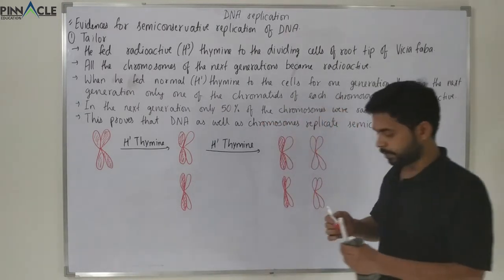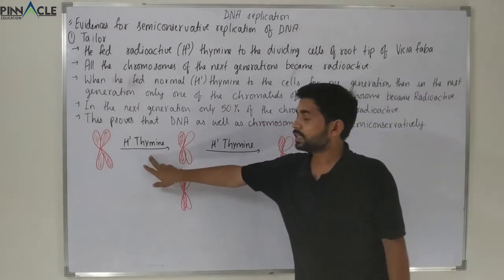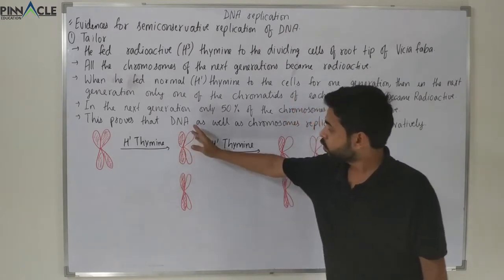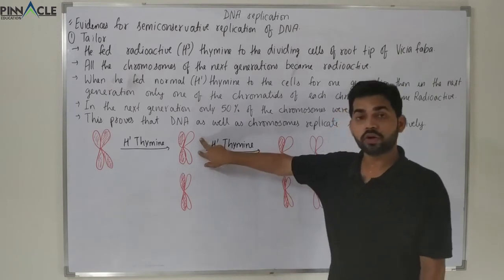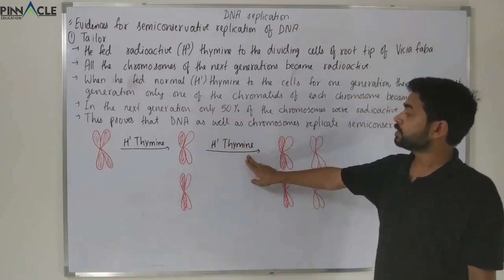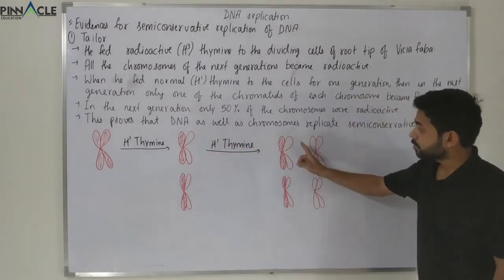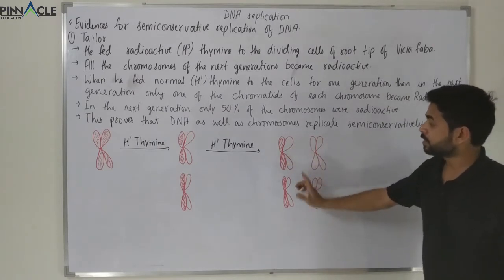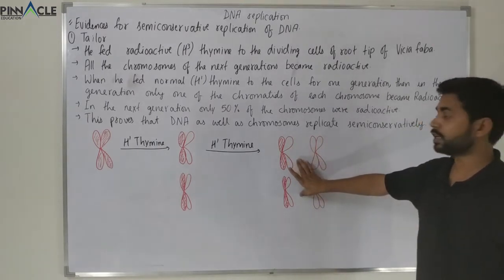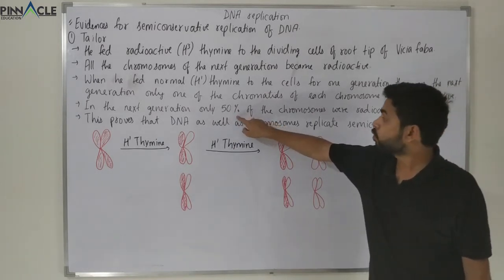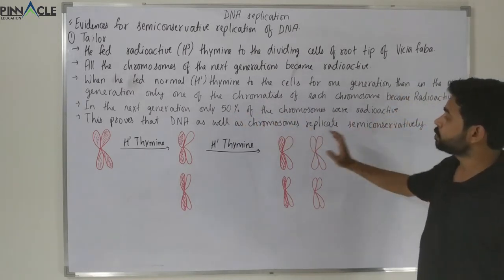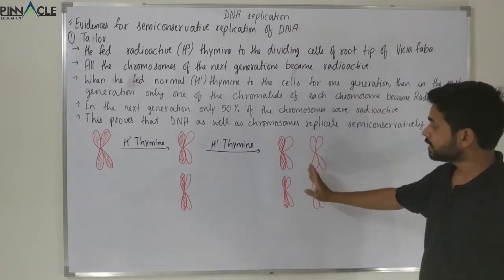So this is what happened. For one generation, if radioactive thymine was provided, only one of the chromatids became radioactive, but the other chromatid was not radioactive. Then again, if H1 thymine was provided, what happened? One chromatid of these 2 chromosomes was radioactive and these were normal. So this is saying that only 50% of the chromosomes were radioactive in the next generation.